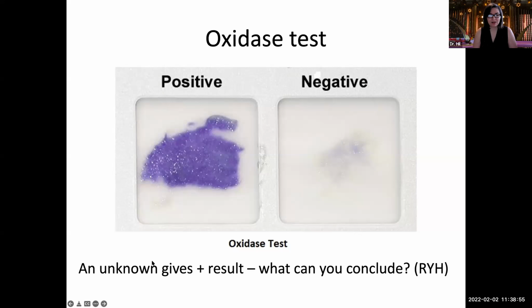So you have an unknown. If it gives you a positive result, what can you conclude? A negative is harder to interpret, but if an unknown gives you a positive result, what do you know about it?